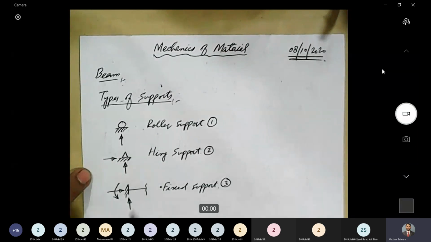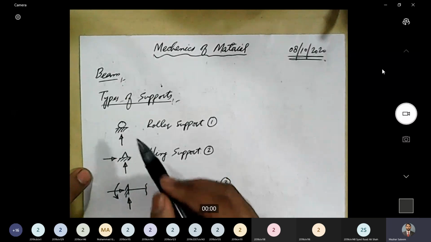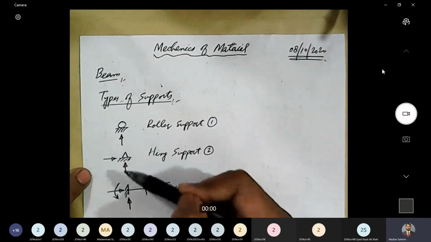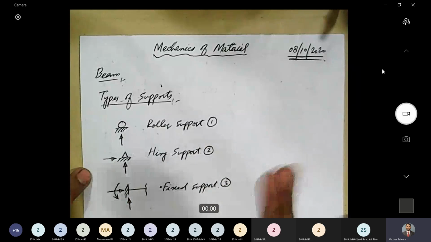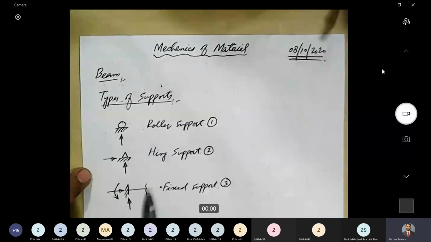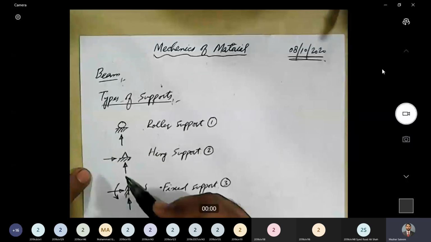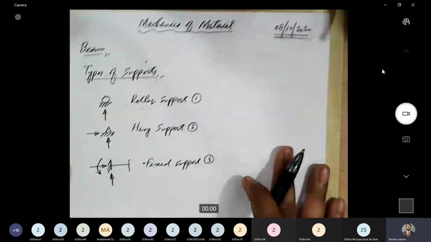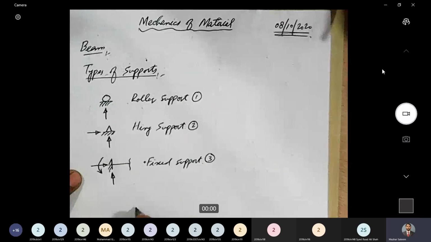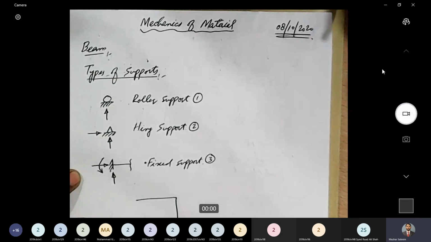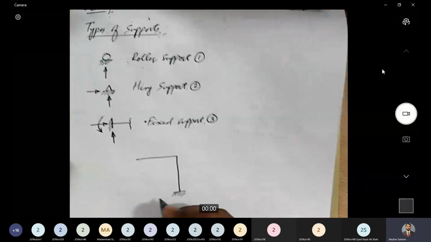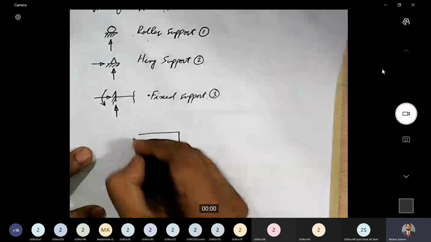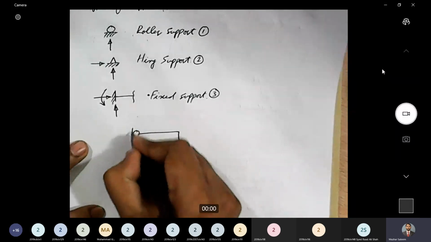And sometimes students define roller support as the one that can generate vertical reaction only, and hinge support as the one that can generate vertical reaction and horizontal reaction. So this definition is not true in all cases, because sometimes we provide hinge, roller, and fixed supports in different orientations. For example, sometimes we provide a frame structure like this. We have a fixed support at this end, and let's say we have a roller support at this end.